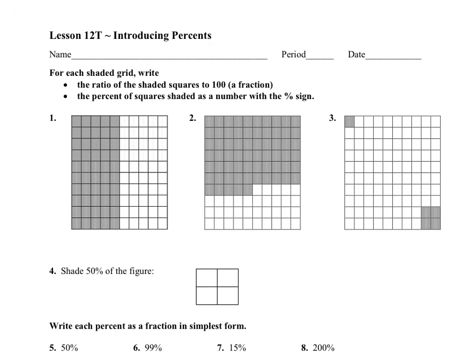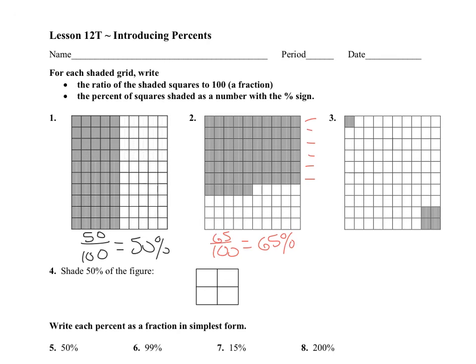Your instructions for numbers 1 through 3 say: for each shaded grid, write the ratio of the shaded squares to 100 as a fraction, and then write the percent of squares shaded as a number with a percent sign. In number 1, you'll notice that 50 out of the 100 squares is shaded. To rewrite this as a percent, it would be 50%. For number 2, you'll notice 10, 20, 30, 40, 50, 65. So 65 out of the 100 little squares are shaded, for a grand total of 65%.